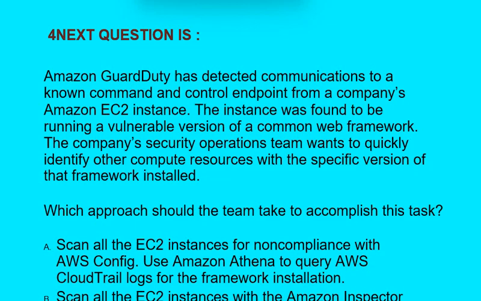Question is Amazon GuardDuty has detected communications to a known command and control endpoint from a company's Amazon EC2 instance. The instance was found to be running a vulnerable version of a common web framework. The company's security operations team wants to quickly identify other compute resources with the specific version of that framework installed. Which approach should the team take to accomplish this task?